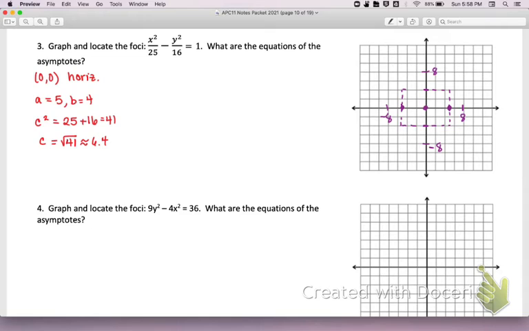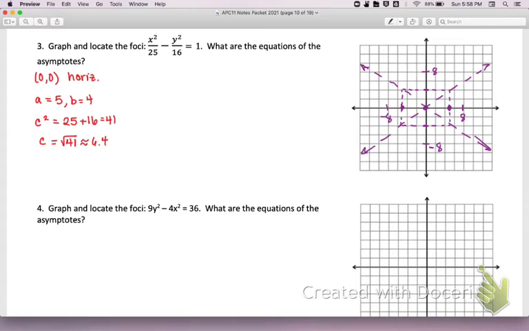like this. Okay, so we need to draw that box so that the vertices are on the edges and the value of B takes you out to either side horizontally. And then we draw the diagonals, which are the asymptotes. So that's another dotted line that's going to go through the corners, through the center. There's one asymptote. Here's the other asymptote.